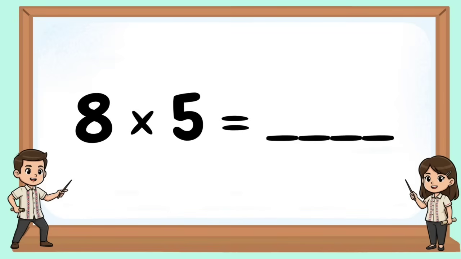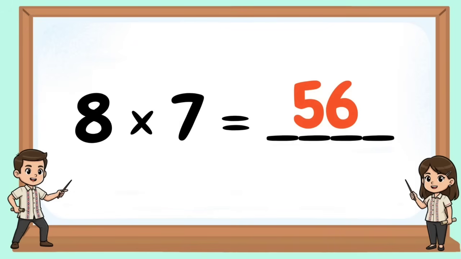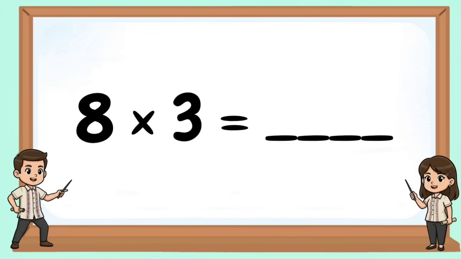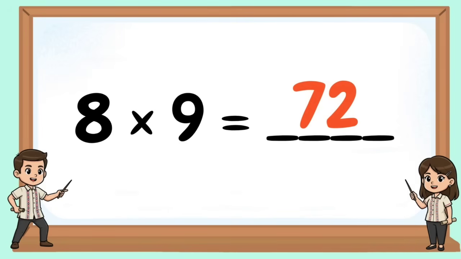8 times 5 is equal to 40. 8 times 7 equals 56. 8 times 3 equals 24. 8 times 9 equals 72.